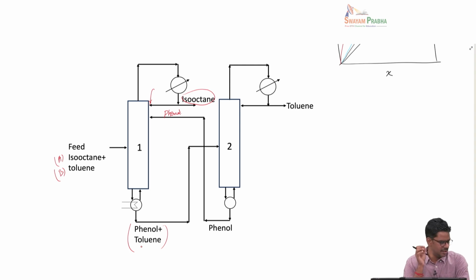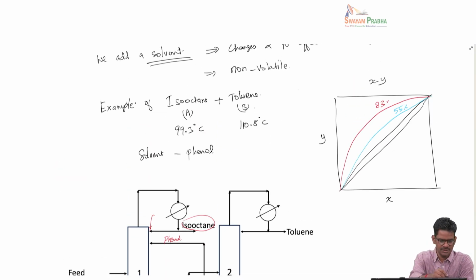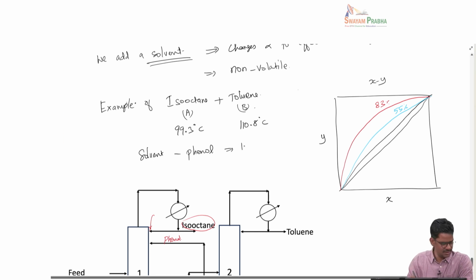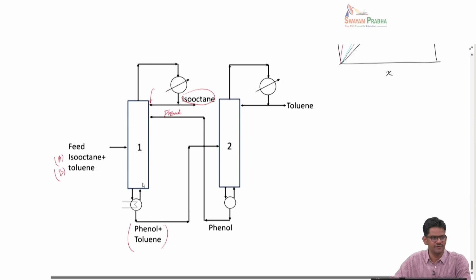Phenol is less volatile because it has a boiling point of 181. Let me go back here, and phenol, the boiling point here is 181.4 degrees Celsius. You can see it is quite high. So, basically it is essentially non-volatile. So, that is why phenol basically comes out at the bottom. We are not vaporizing any phenol here, and isooctane, the more volatile, is taken out at the top, and the phenol and toluene comes out to the bottom, and then it is sent to another tower, second column, where toluene and phenol are separated.